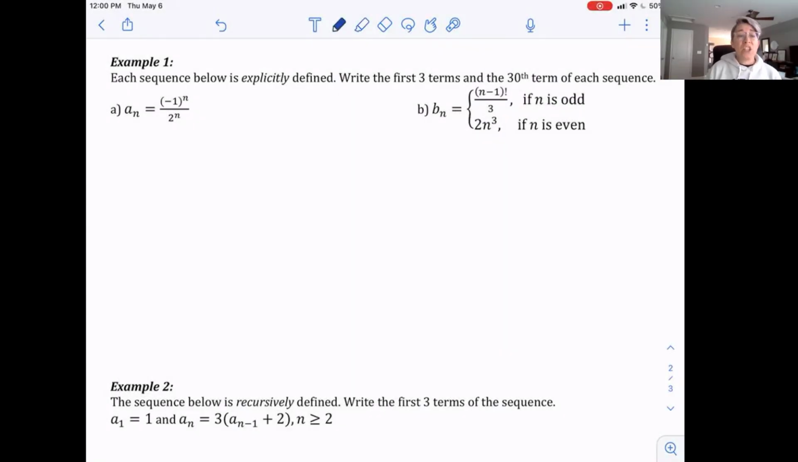So in example 1, each sequence is explicitly defined. In other words, it's giving us a formula where we can go directly to the nth term. You want to write the first 3 terms and then skip to the 30th term of each sequence.